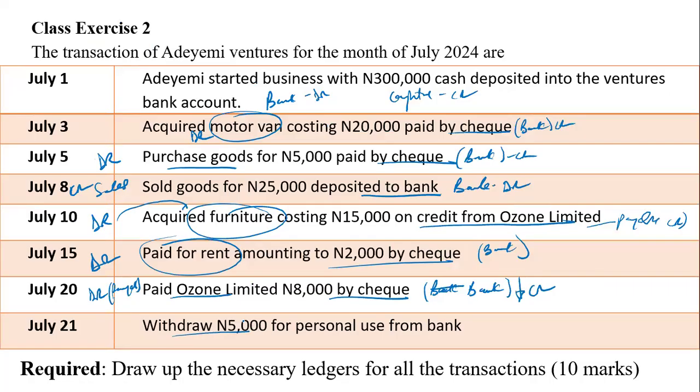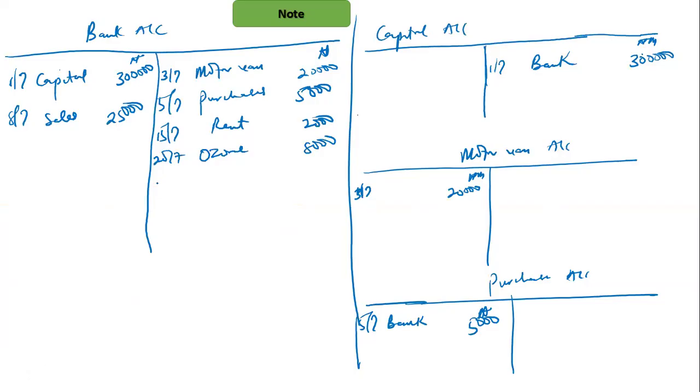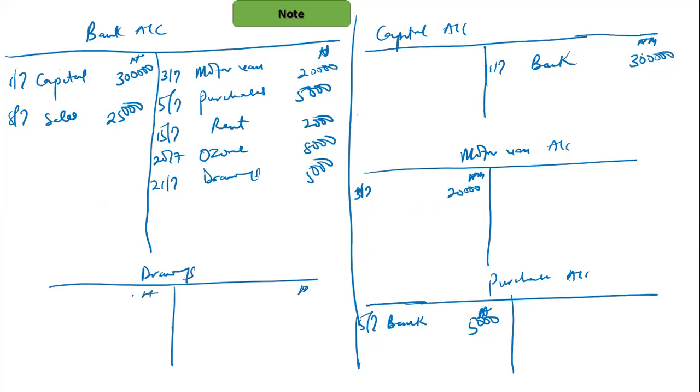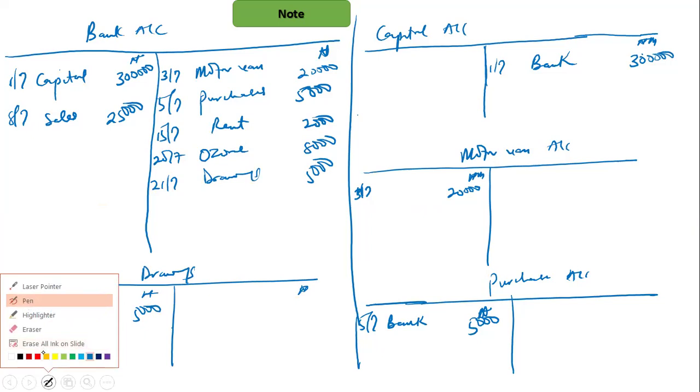Now let's go to the next fundamental. We do what? 5,000 for personal use. And the money in our bank will go down, credit bank and debit drawings. So we have our bank, July 21. Let's put our drawings. So we have it here, 21 July, that's 5,000, and that is bank. Now all we have been able to achieve is we have put all the information in the ledger.